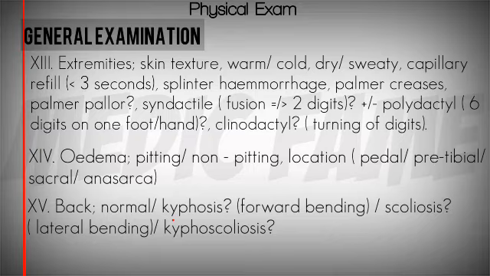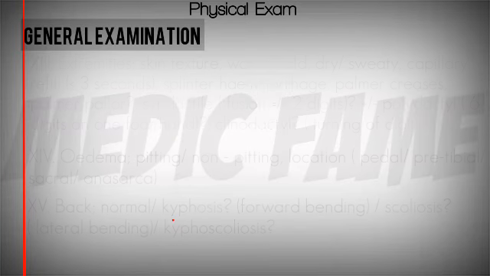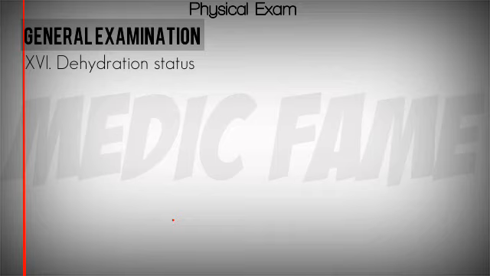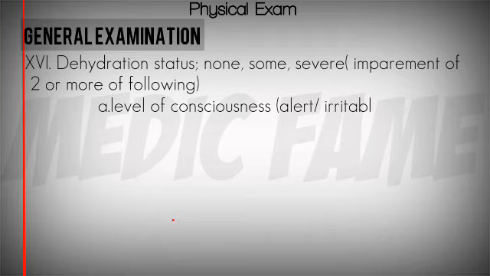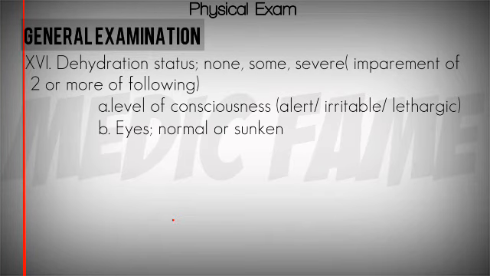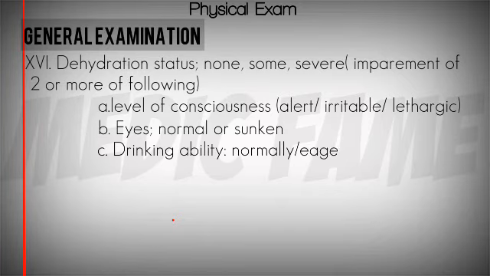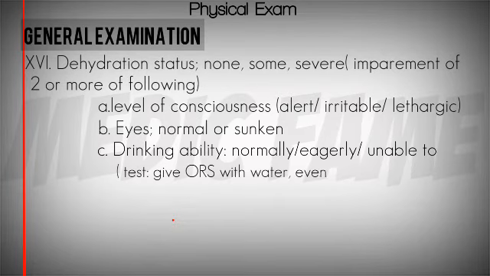lateral bending. Then we examine the dehydration status, whether it is none, some, or severe dehydration, on which we should look for the level of consciousness: alert, irritable, or lethargic. Second is the eyes, if they are normal or sunken, and also drinking ability, if normal, eager, or unable to drink. We can test by giving ORS with water, even to children below 6 months.